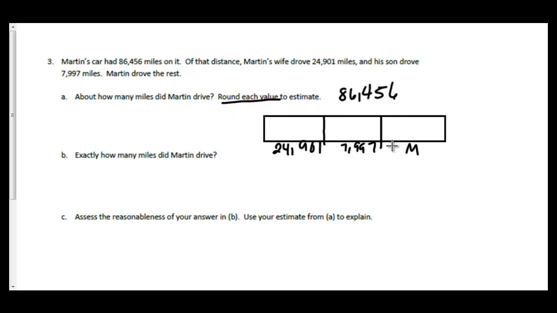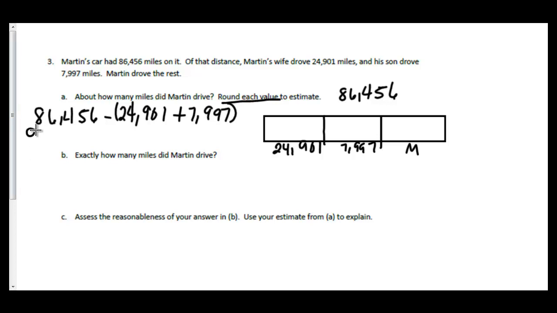But in order to figure out M, I'm going to have to take this portion away from the whole and see what's left over. So again, I would rather add once and subtract once than subtract twice. So I've got 86,456, and from that I'm going to take away 24,901 plus 7,997. But again, I'm estimating. So I'm looking, and this has 10,000s, this has 10,000s, and this has 10,000s. So I think I'm just going to go ahead and round to the 10,000s place.